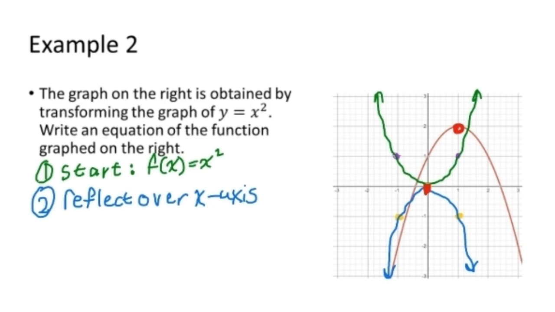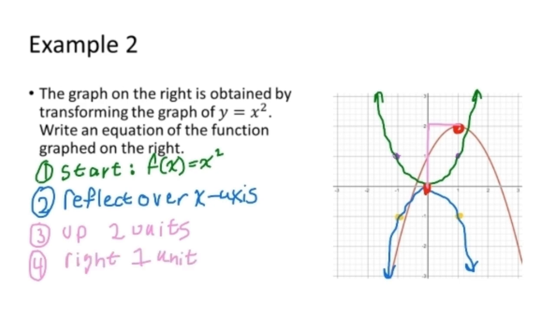Judging by how I would have to move the top point of my blue graph to my red graph, I would have to go up 2, right 1. Now, it doesn't matter which order you choose to go, whether you want to go up first and then right, or right and then up. Our third transformation is going to be up 2 units. And then our fourth transformation is going to be right 1 unit.